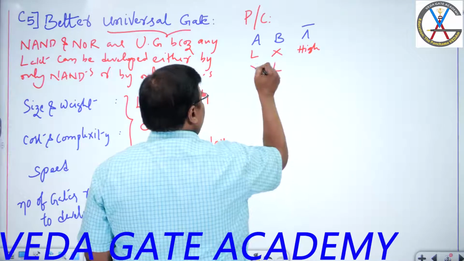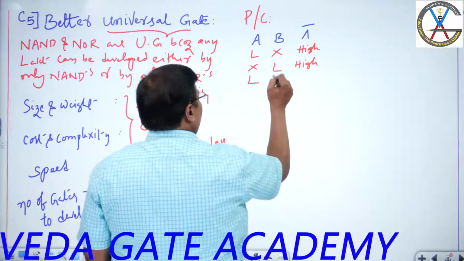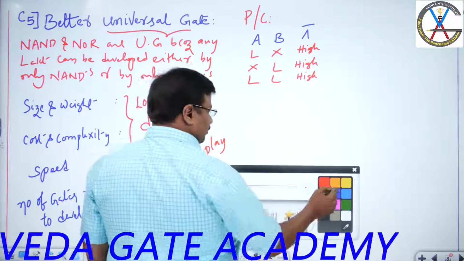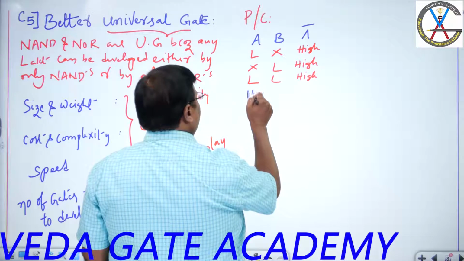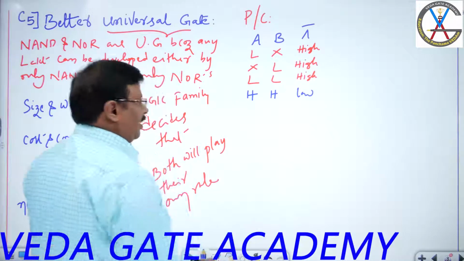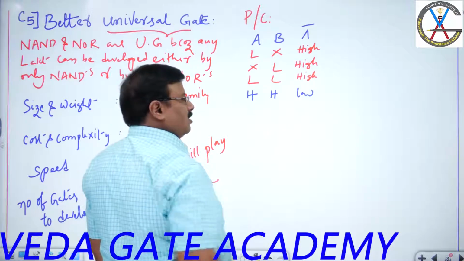Even if B is low, the output is high. Even if both are low, the output is high. The other case, the fourth case, when both are high, the output is low. And this is our NAND gate operation, right? So if any input is low, the output is high; if both are high, the output is low.